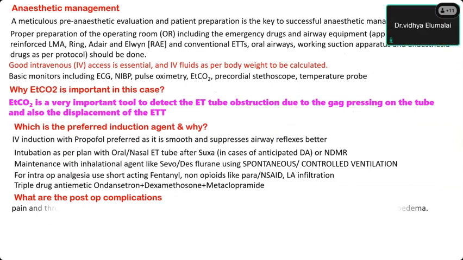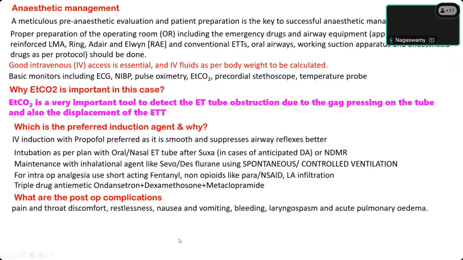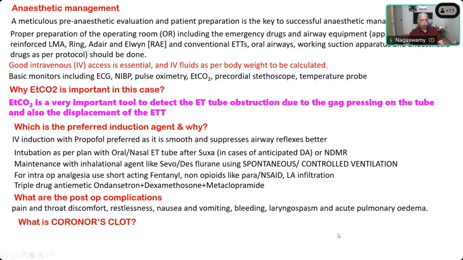Right. So pain, throat discomfort, restlessness, nausea, vomiting, bleeding, laryngospasm, and even acute pulmonary edema sometimes can happen when the laryngospasm or the airway becomes narrowed. Strained breathing through that produces what is called negative pressure pulmonary edema, NPPE. Okay. So what is coroner's clot?